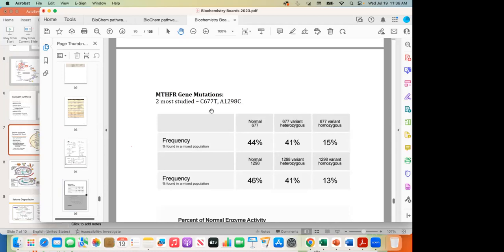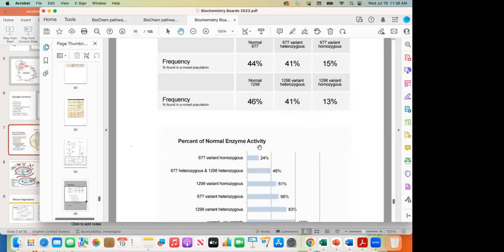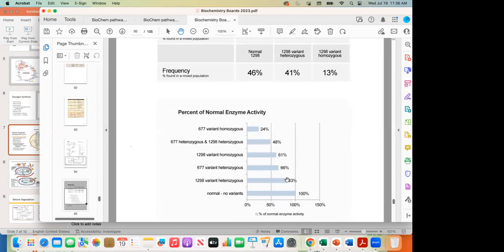MTHFR gene mutations, the two that are most studied are C677T and A1298C. Do I ever memorize those? Never. Just recognize, so we can see frequencies and things like this, percent of normal enzyme activity. Really recognize that if there's no variance, you have 100% effect of your enzyme. But if you have a lot of variance, you're going to have less effect of your enzyme. So it's a spectrum. Some people will have just a mild decrease in effectiveness of their enzyme, their MTHFR. Some people will have a great defect, and so they'll have a greatly decreased activity, 24%, instead of someone who had a normal no variant MTHFR gene.